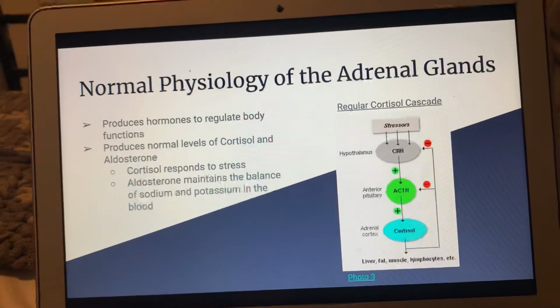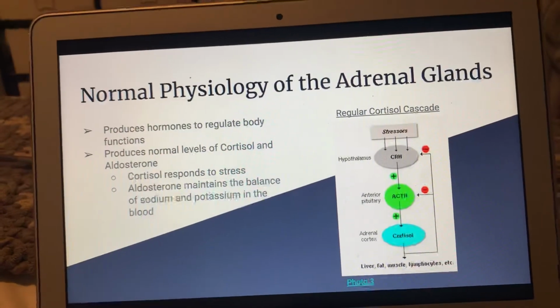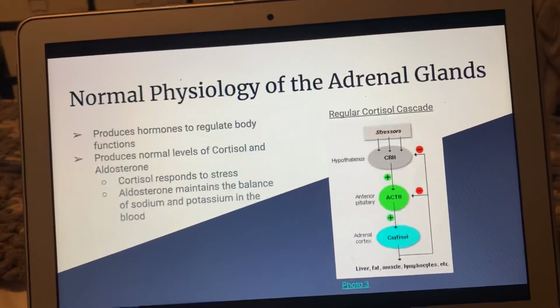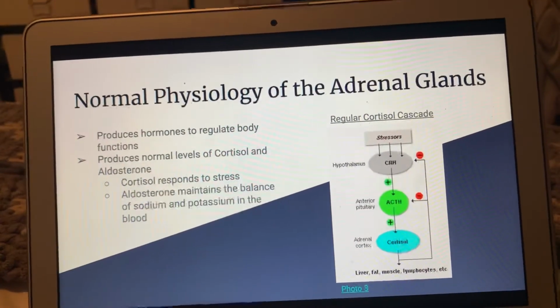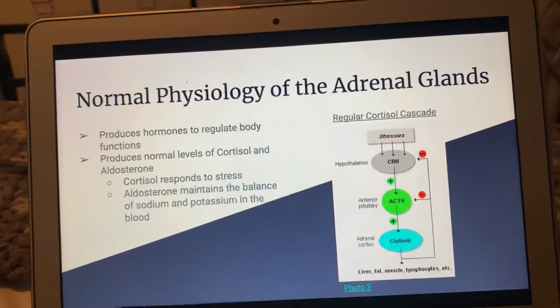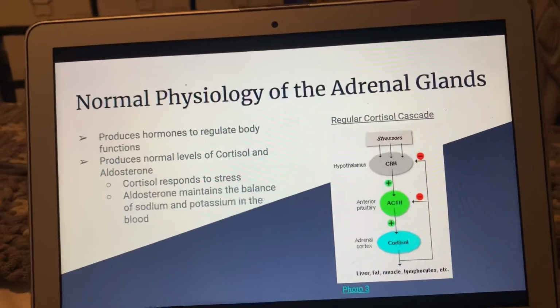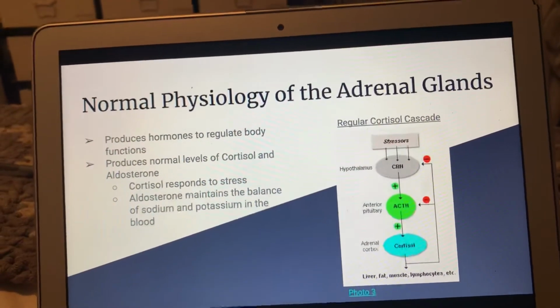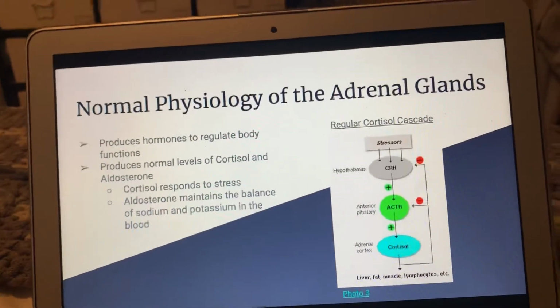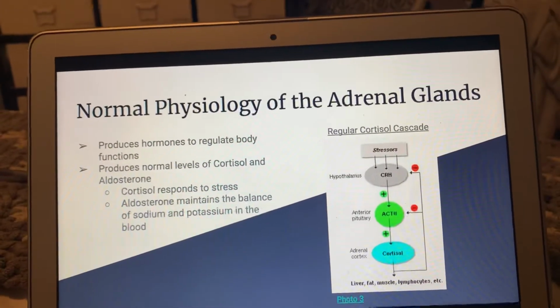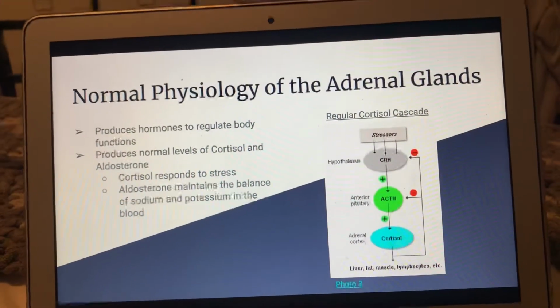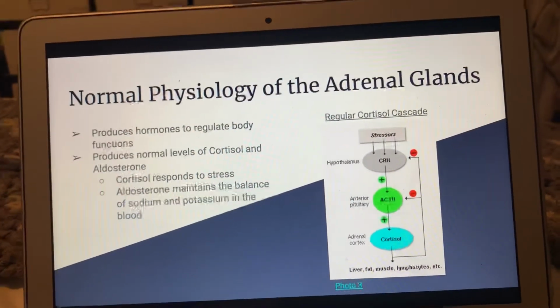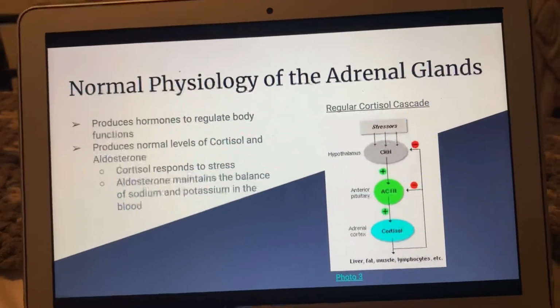The image depicts a regular hormonal cascade of cortisol. So once the body faces stress, the hypothalamus in the brain releases CRH, which causes the pituitary gland to release ACTH, and that results in a release of cortisol. And this cortisol release goes to specific regions of the body in order to respond to the stress. And this loop eventually shuts off this cascade until it is needed again.